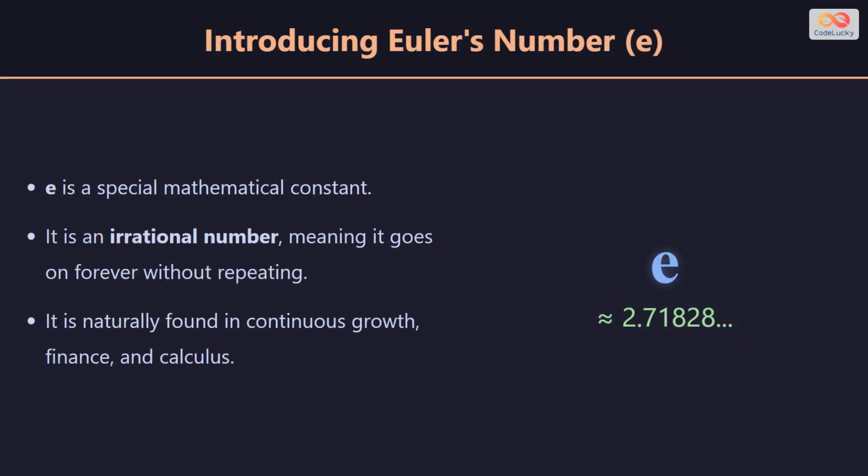To understand natural logarithms, we first need to meet a very special number, called Euler's number, denoted by the letter e, just like pi. e is an irrational number, which means its decimal representation goes on forever without repeating. It is approximately equal to 2.71828. This number appears naturally in many areas of mathematics, especially when dealing with continuous growth.